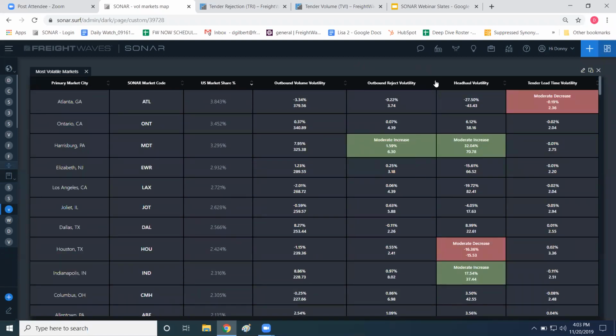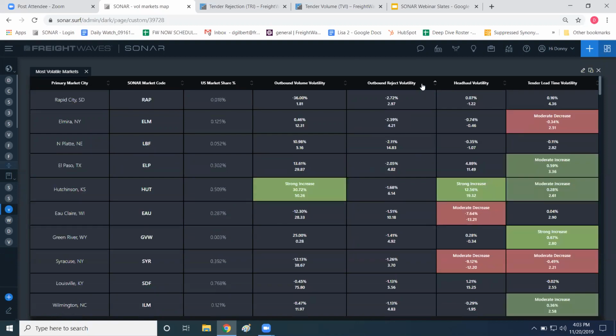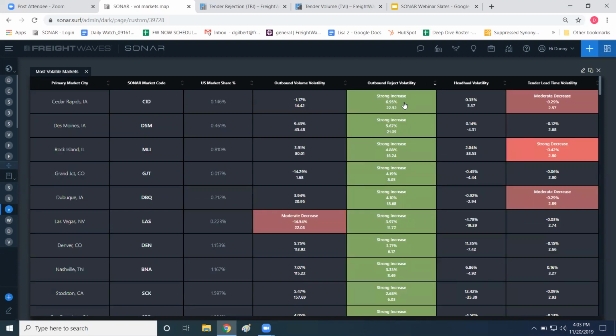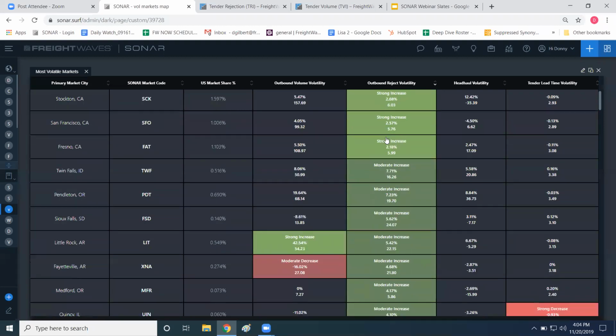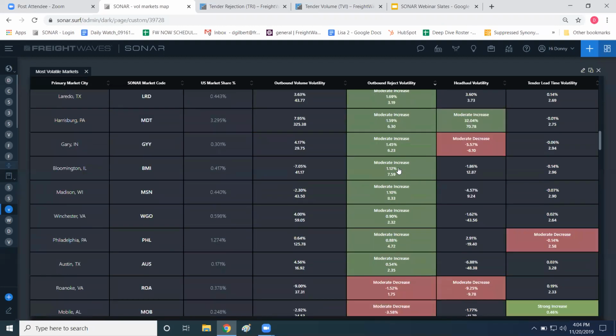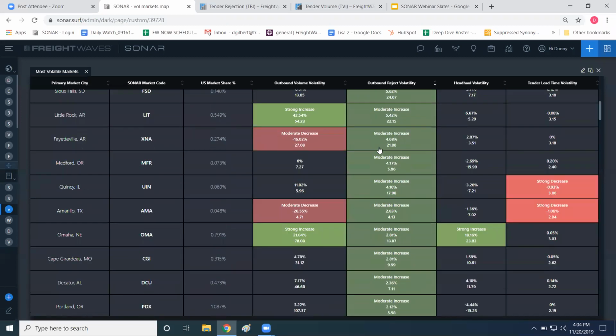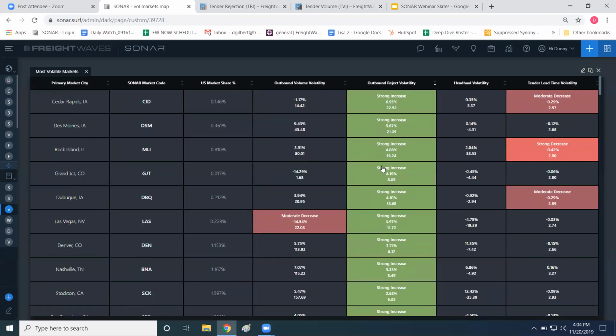You can go up and sort by market with the up and down arrows. I can click it once here. I like clicking it twice because it'll give me the greens and reds first. So here, the Cedar Rapids, Iowa market has a strong increase. It has increased 6.95% in the last 24 hours, and it's up to 22.52. But I can also see that volumes have declined slightly, down to 14.42. And I can scroll down and see moderate increase and on down to moderate decrease. So here we have a lot of markets where tender rejections are starting to pick up. And of course, that's what we expect to see as we come upon the Thanksgiving holiday next week.